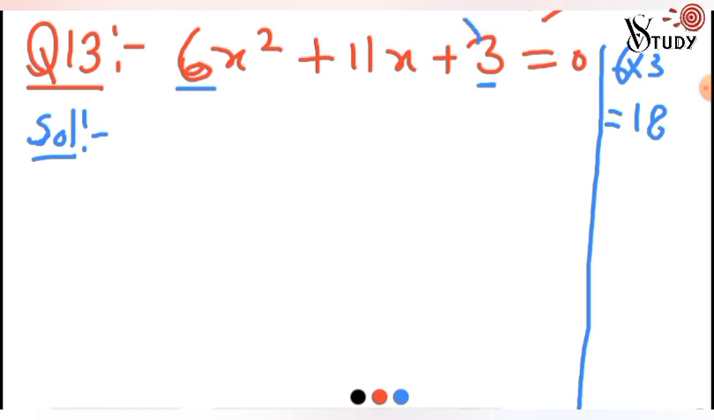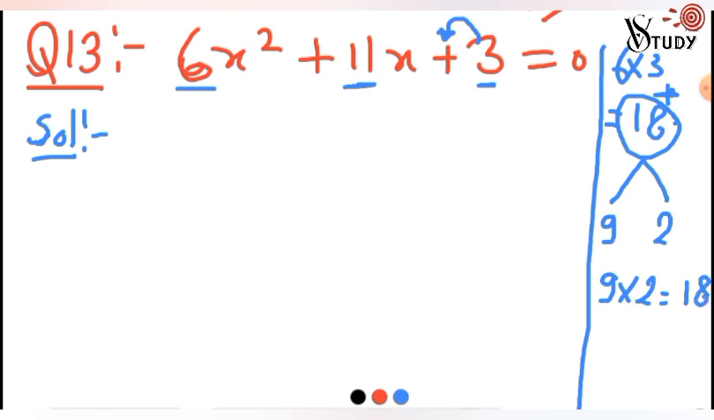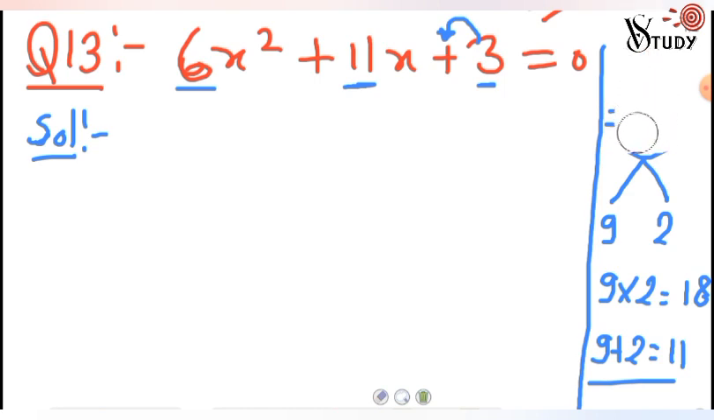Now we have to check the sign of the constant term. The sign of the constant term here is positive, so we have to find two factors of 18 whose sum is equal to 11. So these are 9 and 2. When 9 is multiplied by 2, we have 18, and when 9 is added to 2, we have 11. So all the necessary conditions are satisfied. So this is the basic strategy to solve this problem. Let's rub out this strategy and solve our problem.